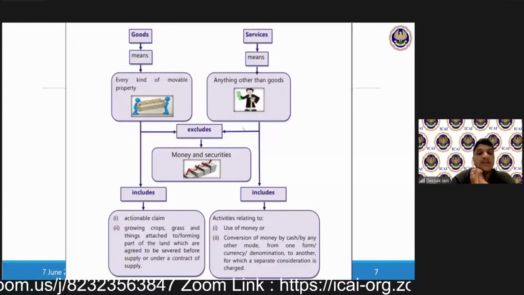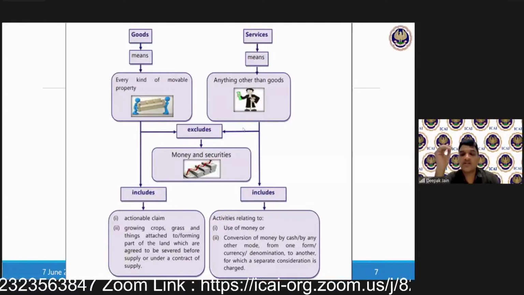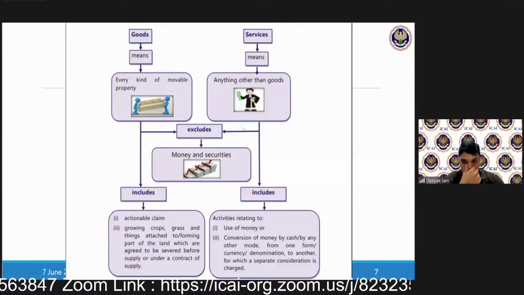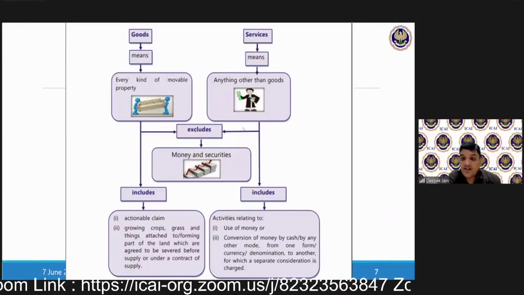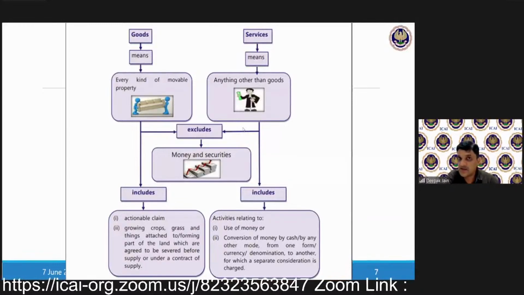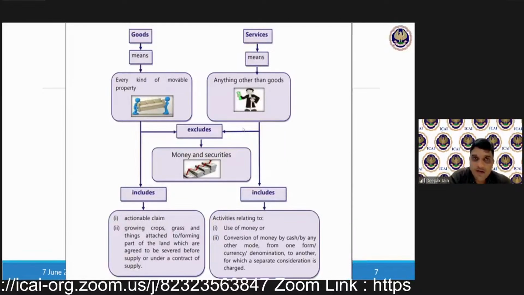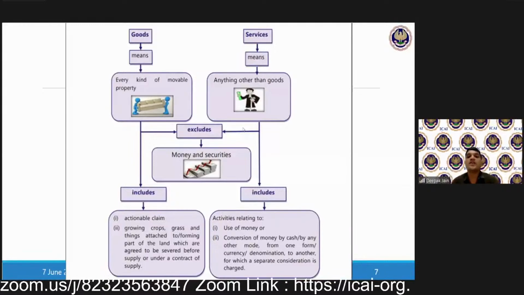What is actionable claim? आपको कुछ idea है actionable claim के बारे में? What do you think? What is an actionable claim? Sale of old factory building not included in supply of goods. Correct. Sale of old factory building as such does not, it will not be covered under supply of goods. It will be considered as a transaction in immovable property.